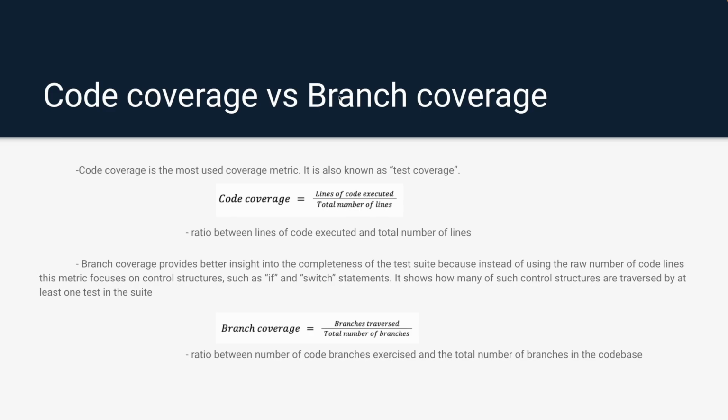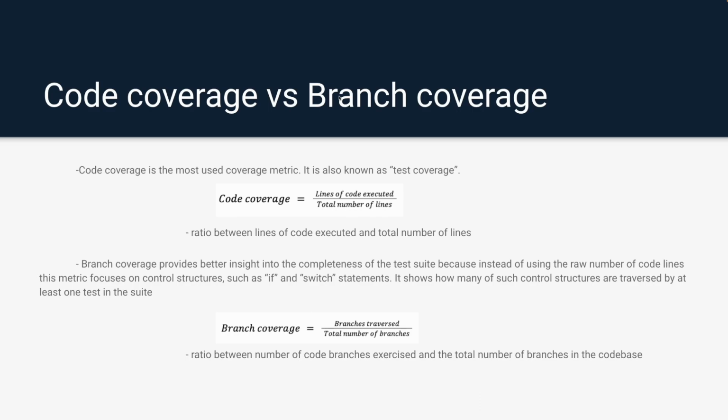So let's differentiate, because there are different types of code coverage metrics. There is code coverage, which is the lines of code, basically, and then there is branch coverage. The code coverage is the most used coverage metric out there, and it's also known as test coverage, and basically it is the ratio between lines of code that are executed and the total number of lines.